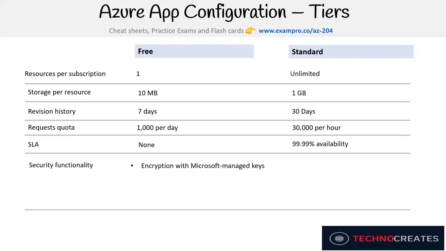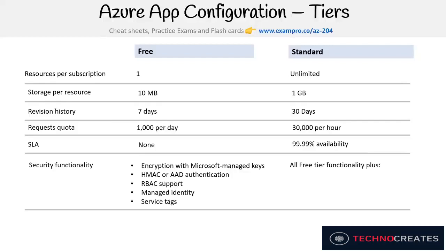No SLA on the free tier. For security functionality, and this stuff is important, you get encryption with Microsoft Managed Keys, HMAC and Azure AD, so Active Directory authentication, role-based access control support, managed identity, service tags. So a lot of stuff in the free tier, but in the paid tier, you get customer managed keys, so CMKs, and private link support. And then for the cost, it's free for the free tier, of course.